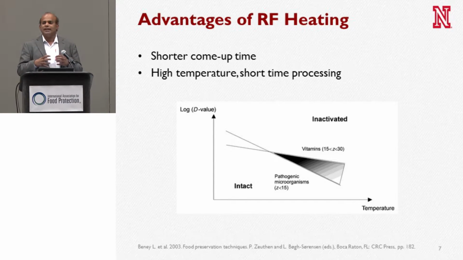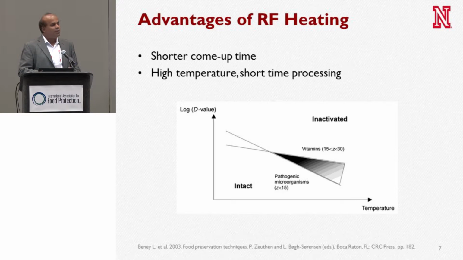The main advantage of RF heating is the shorter come-up time. Because of the volumetric heating, it heats a lot more uniformly when compared to traditional thermal processing. In a low moisture food product, the thermal conductivity is low too. It takes a much longer time to reach the desired temperature, whereas in radio frequency, you can reach the temperature pretty quickly. That's the major advantage of RF.